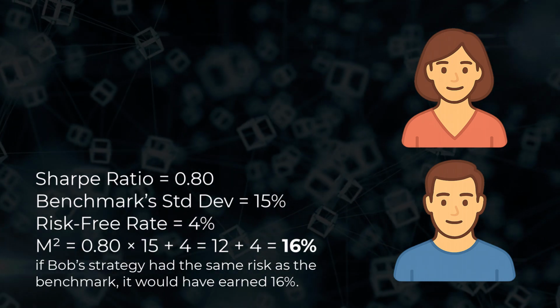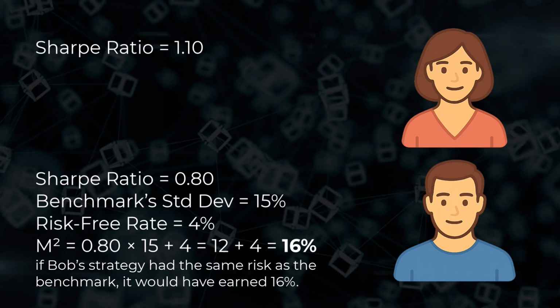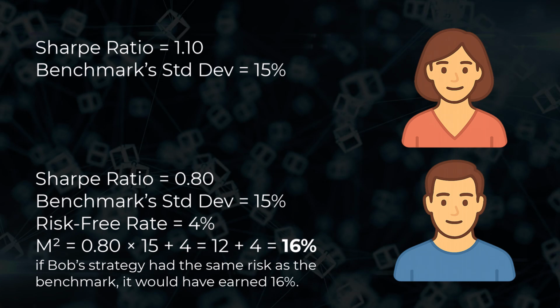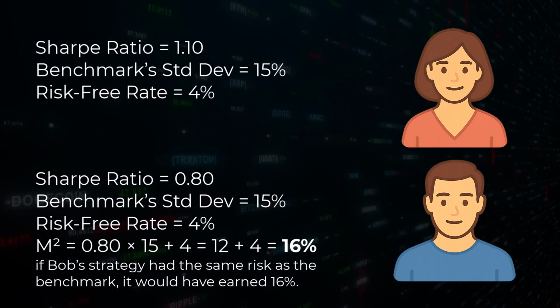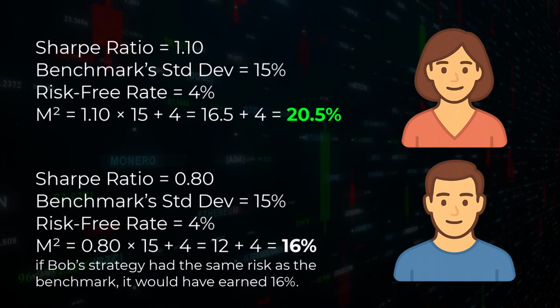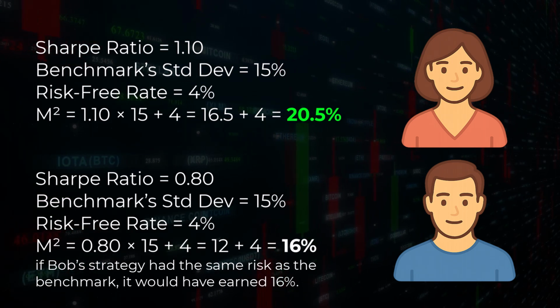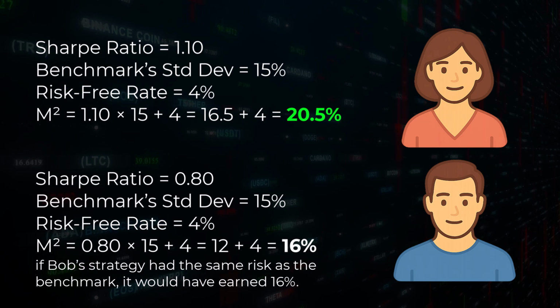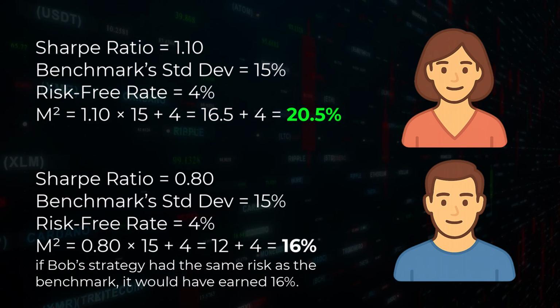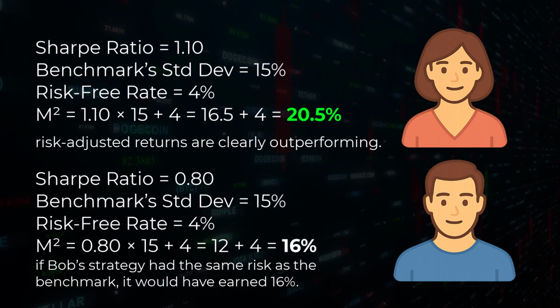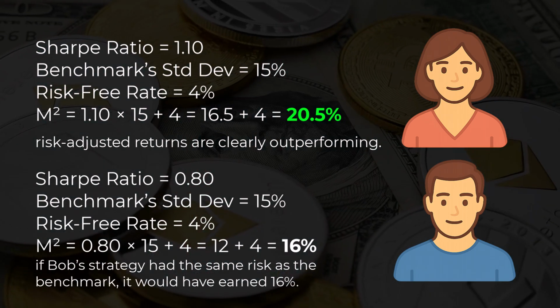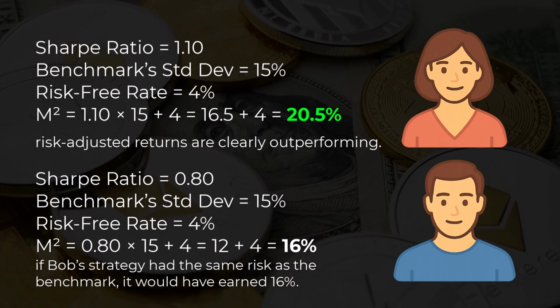Now Alice's portfolio. She has a Sharpe ratio of 1.10. Alice uses the same benchmark and the same risk-free rate. Now add these numbers into the formula and we get a percentage of 20.5. So Alice's M-squared is 20.5%, which is excellent. Even if her actual returns were lower in raw numbers, her risk-adjusted returns are clearly outperforming. This makes M-squared a powerful level playing field tool.